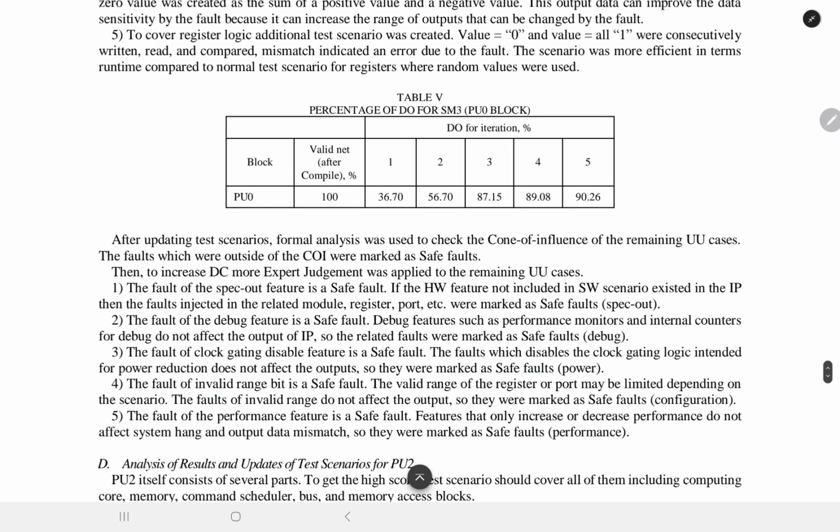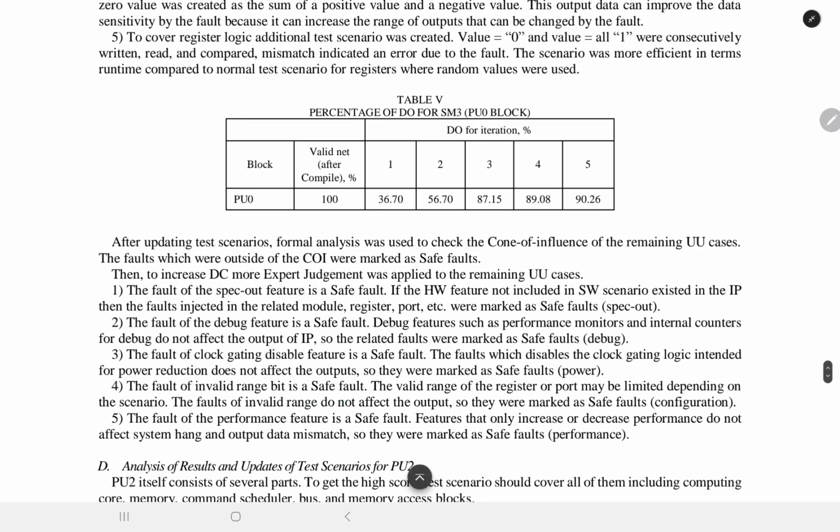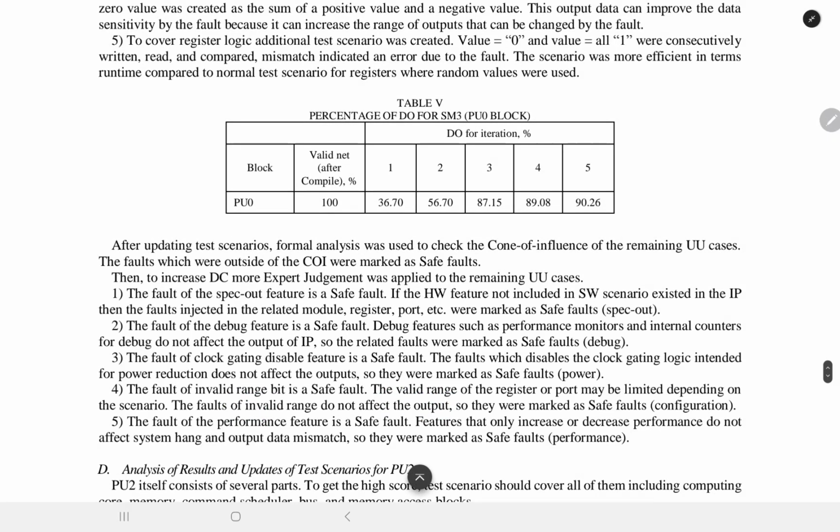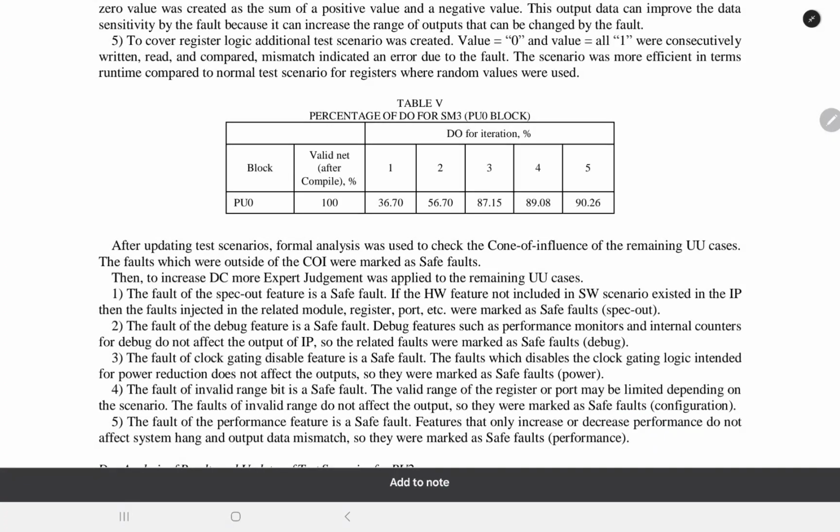Fourth, the fault of the individual range bit is a safe fault. The valid range of the register for the fault may be limited depending on the scenario. The fault of the invalid range does not affect the output, so they were marked as safety faults. Configuring.